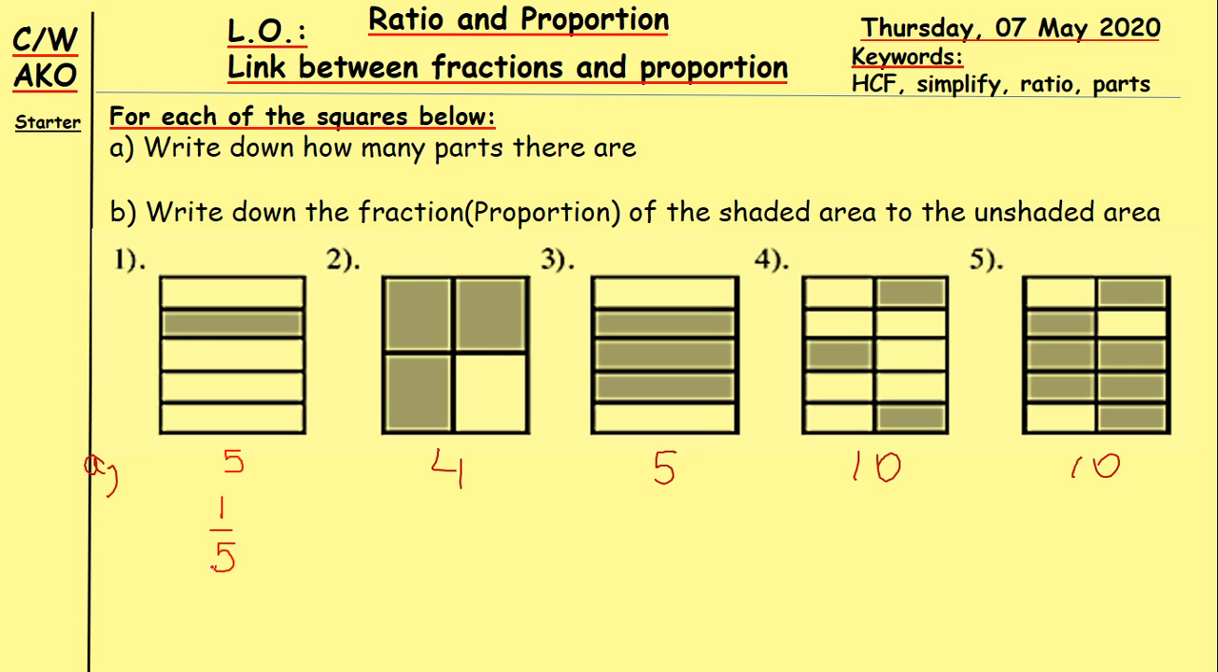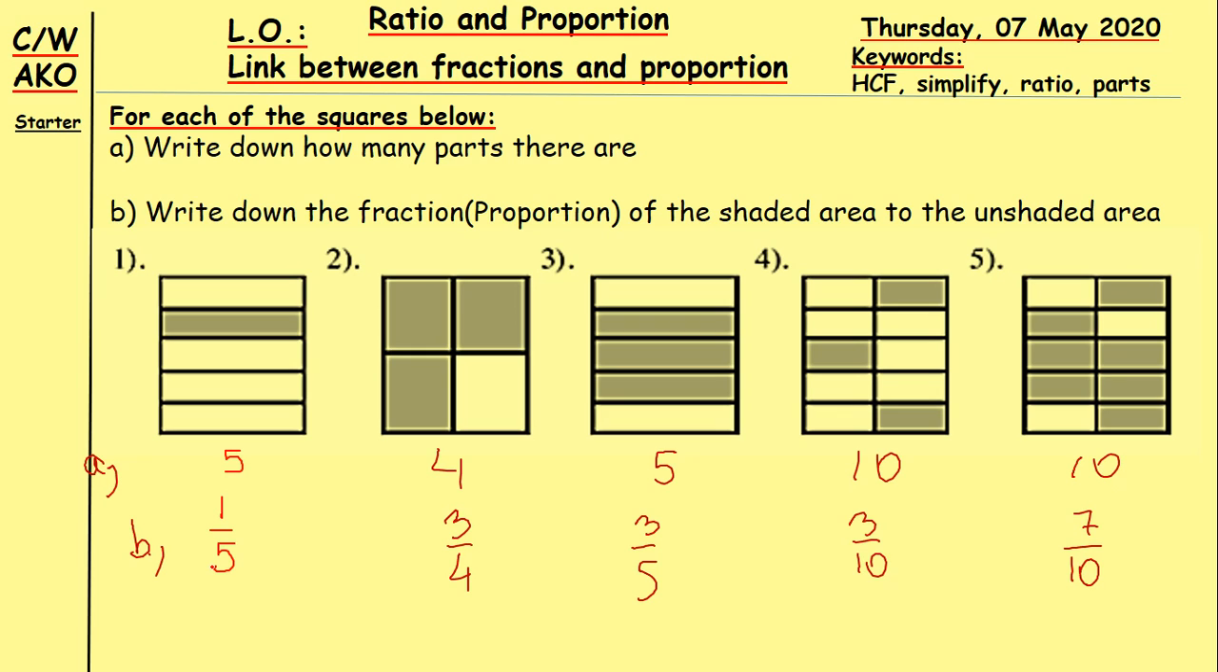3, 2, 1. Grab a red pen and have a look. Hope you had exactly the same answers. 3 over 4, 3 out of 5, 3 over 10, and 7 over 10.